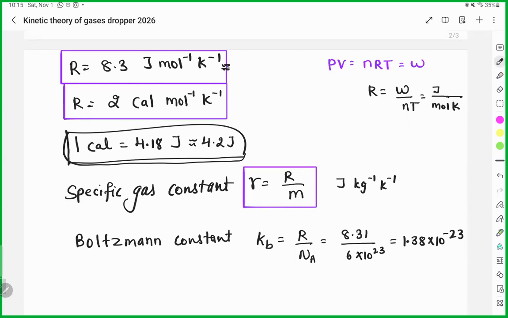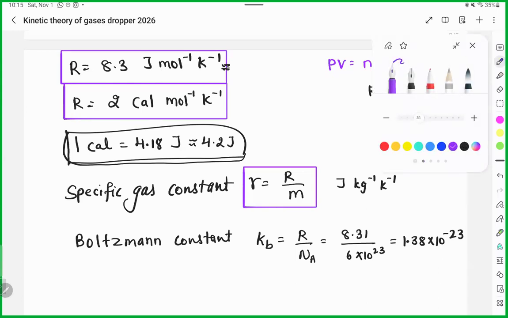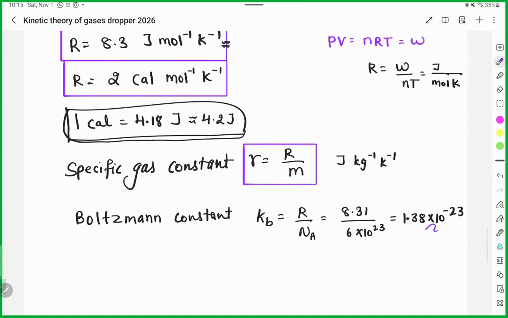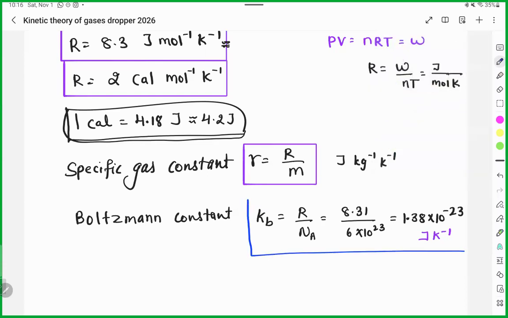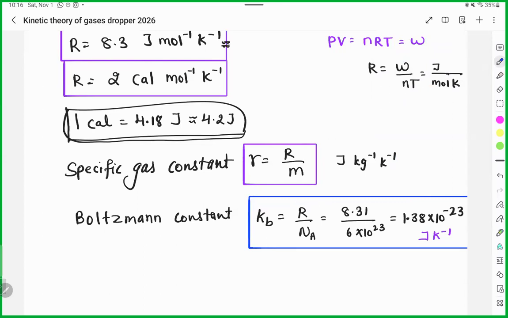What should be the unit, Vrinder? Vrinder, unit. So don't know. Joule per Kelvin. Joule per Kelvin. Got it? Joule per Kelvin. Why? Because Na is kind of like number of moles, so mole will be cancelled out.